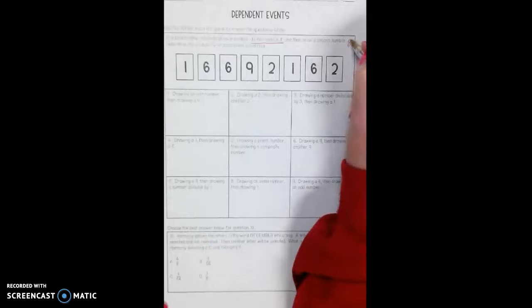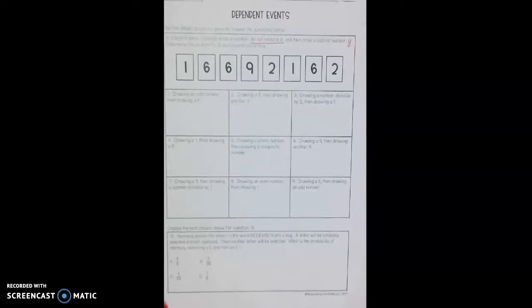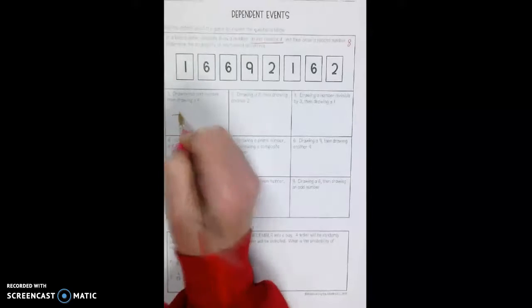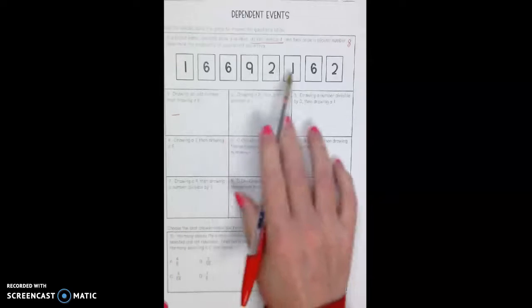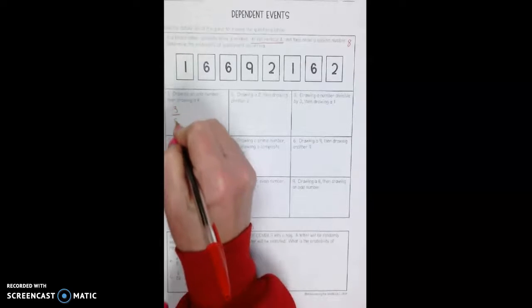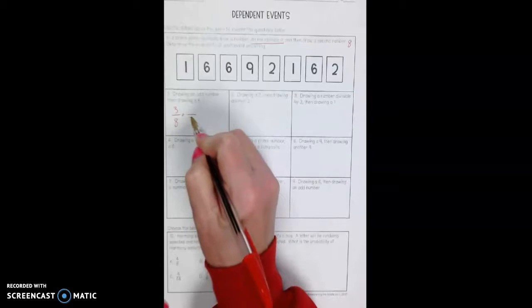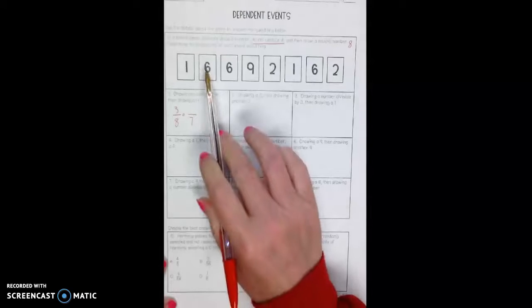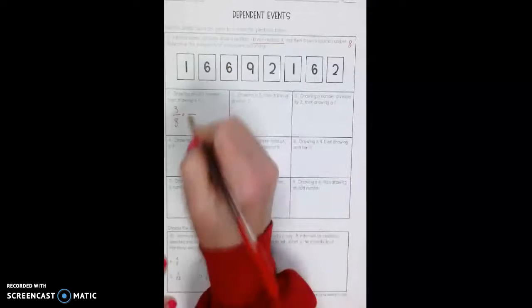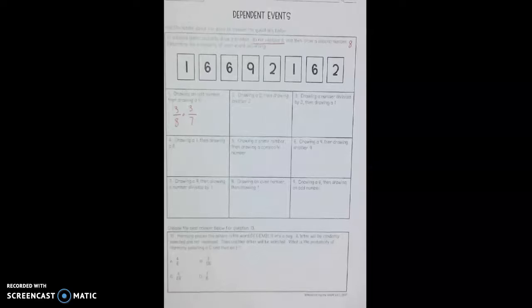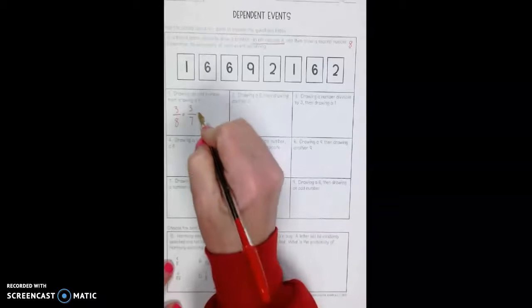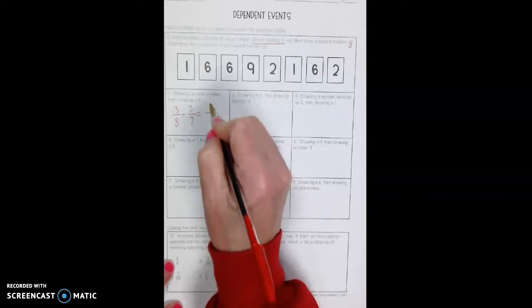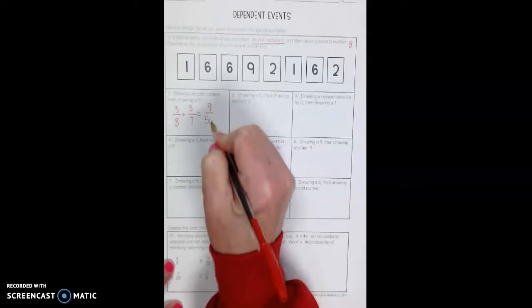We have 8 cards. Drawing an odd number, then drawing a 6. We have 1, 2, 3 odd numbers out of 8. Since it's dependent, my denominator decreases by 1, and a 6. 1, 2, 3. No simplifying can be done, so we multiply top times top, bottom times bottom. We get 9 out of 56.